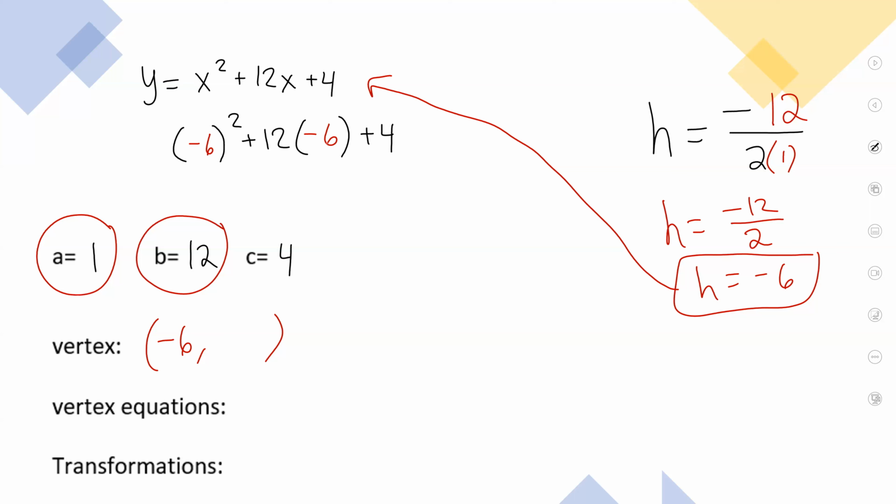Now you just evaluate. -6 squared. This means -6 times -6. So that would be a positive 36. Next, 12 times -6 is negative what? 72? Plus 4. And we're going to read from left to right, just like a book. So 36 minus 72 is negative 36. And then we're going to add 4. So negative 36 plus 4 is negative 32. So that is your K value, negative 32.